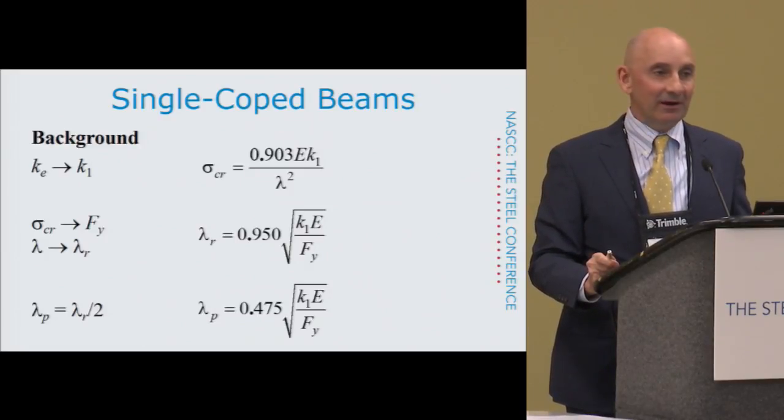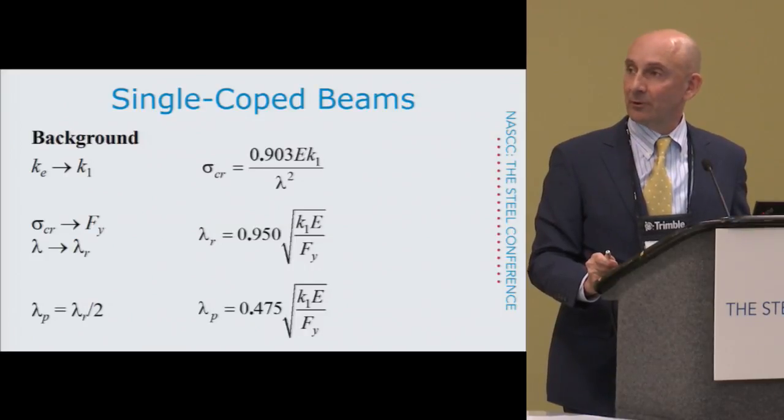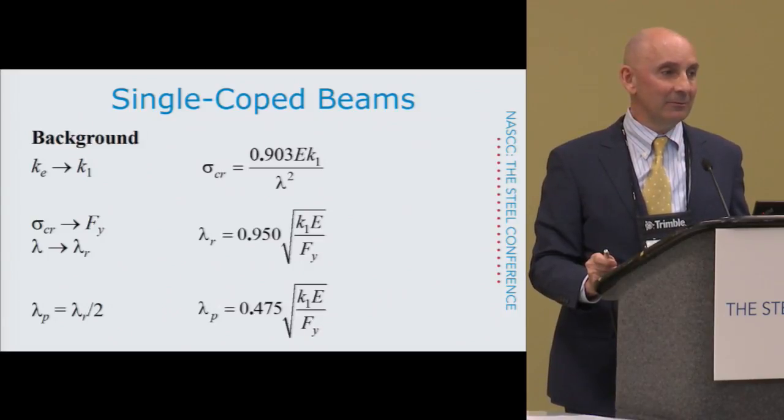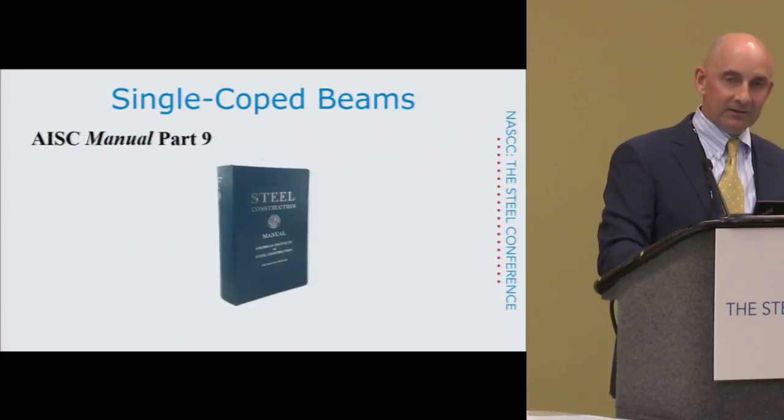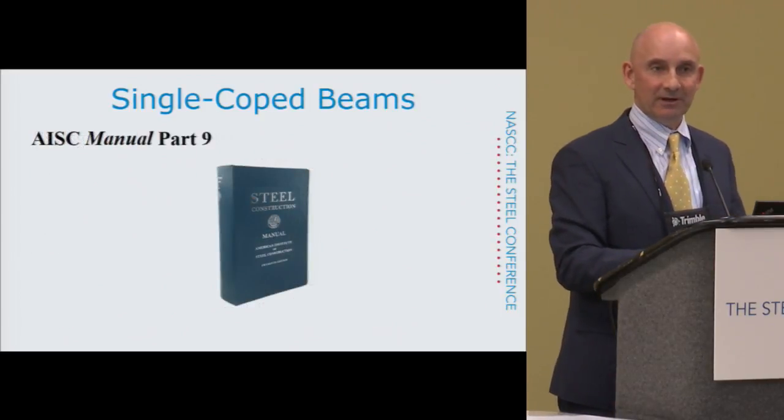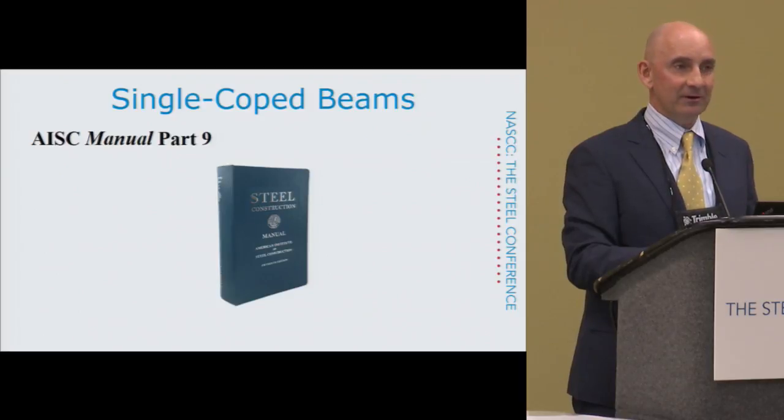And we said that we're not going to use lambda sub r in the design procedure, so we go ahead and divide by 2 to get lambda sub p, and there you have it. That's how the manual equations were derived. Now we can move on, and we'll go through this pretty quick because we've already gone through everything.